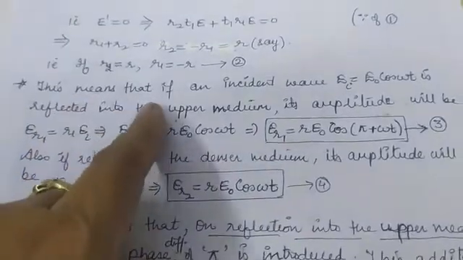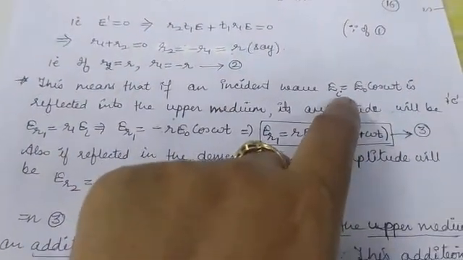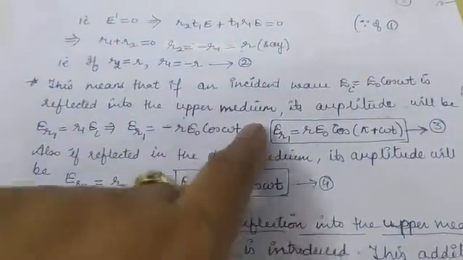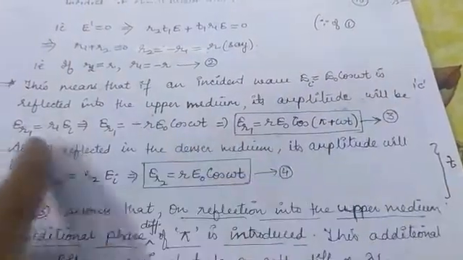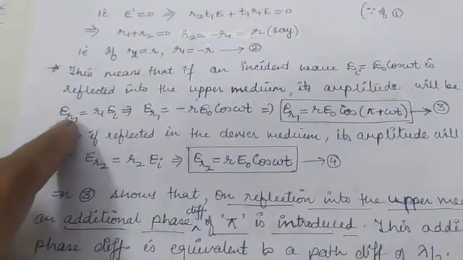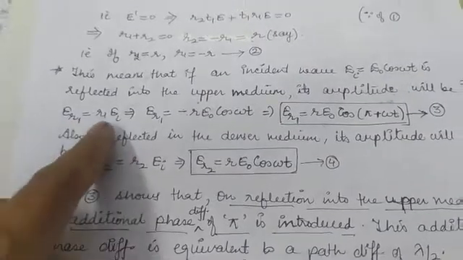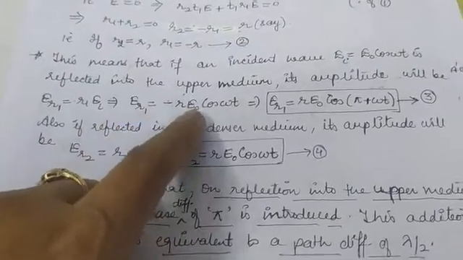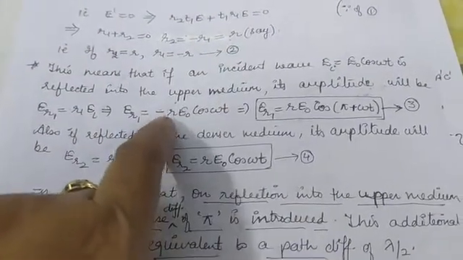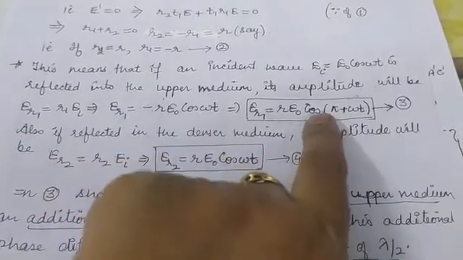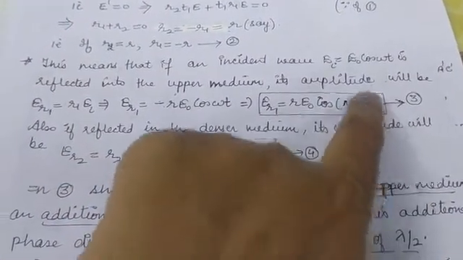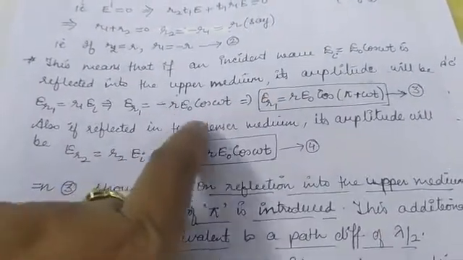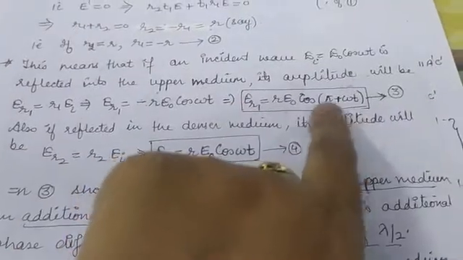Now this means that if the incident ray EI, which is E naught cos omega t, is reflected into the upper medium, its amplitude becomes ER1, meaning the reflected ray amplitude in the first medium. It is R1 times EI, and the R1 value is minus R. So minus R times E naught into cos omega t. Removing this negative sign, I will write it as cos of pi plus omega t, because cos of pi plus theta means third quadrant, and in the third quadrant cos is always negative. So the negative sign has been absorbed by writing omega t as pi plus omega t.